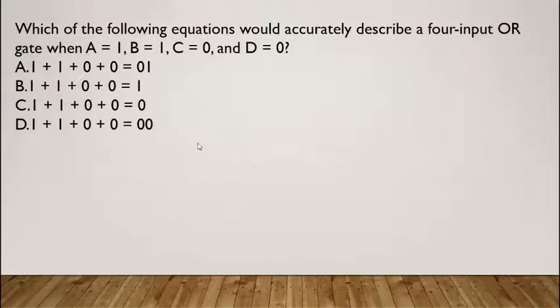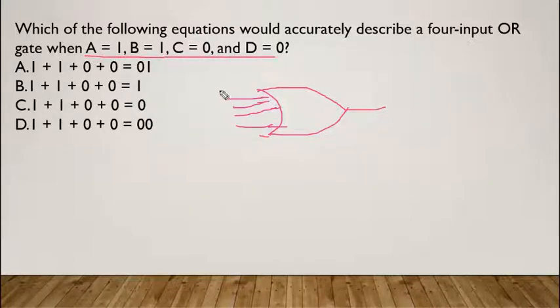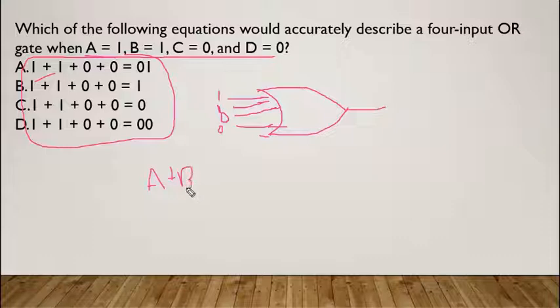Which of the following calculations would accurately describe a 4-pin OR gate? They are asking about the OR gate. Now they've also given this signal: 1 1 0 0. They're asking what will be the exact output. They've already given that it should be addition, and the formula has also been provided: A plus B plus C plus D. They have provided everything: 1 plus 1 plus 0 plus 0.